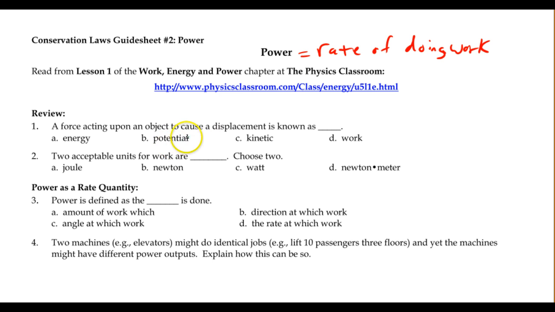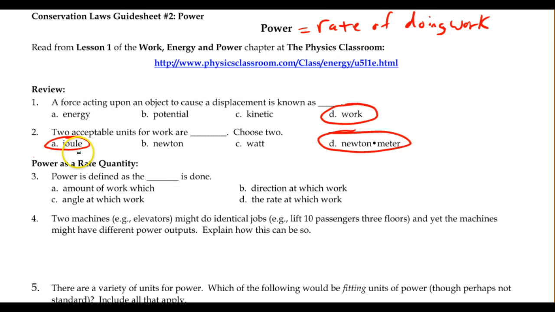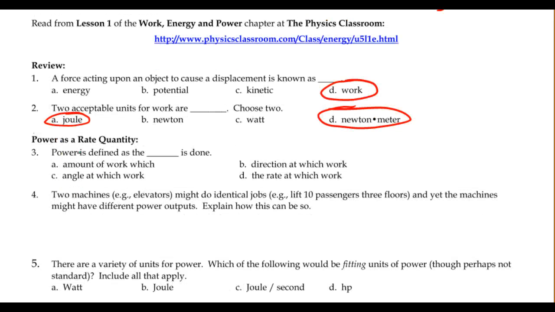Quick review of work. A force acting upon an object causes displacement. Moving something by applying a force is known as work. Two acceptable units for work are force times distance, that's Newton meter. 1 joule is defined as the amount of work done when you apply a force of 1 Newton through a distance of 1 meter. Now, power is a rate quantity, so therefore power is defined as the rate at which work is done.